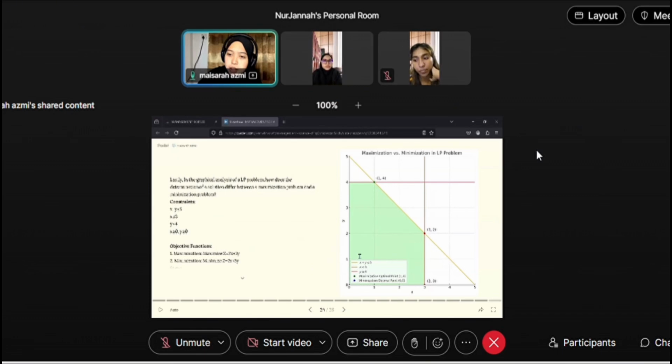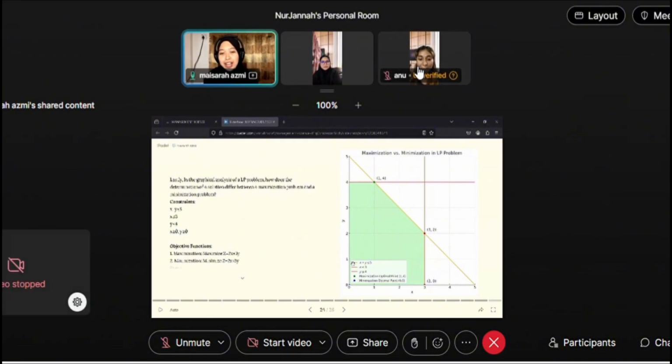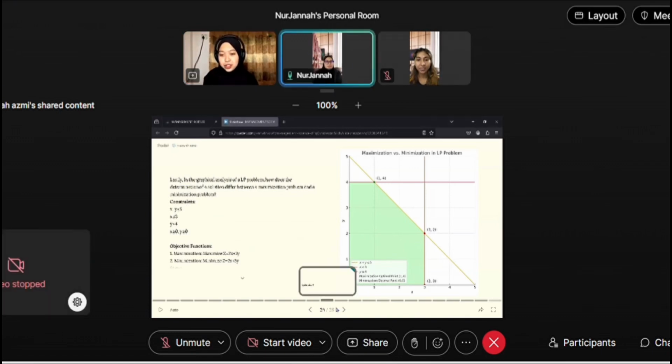Exactly. In a maximization problem, we look for the highest achievable value within the feasible region, while in minimization problems, we go for the lowest value. Thanks for breaking it down, because I get how the approach changes based on whether we are maximizing or minimizing. Oh, I'm so glad that this helped. Once you understand how to apply these steps, you will be ready to solve any LP problem, whether it's maximization or minimization. Okay, thanks.